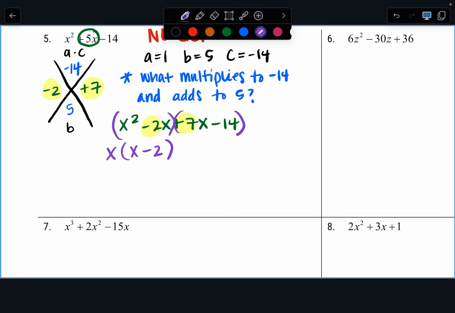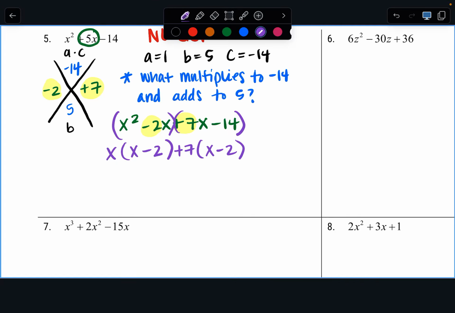Ignore the first group now. Look at the second group, the 7x minus 14. What is the GCF for 7x minus 14? 7. Positive 7 or negative 7? Positive 7. I'll talk about the difference in a second. We'll do positive 7. And then what would I be left with? X and -2. X minus 2.